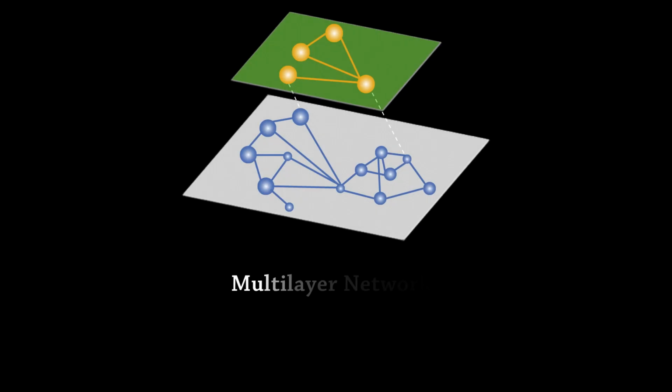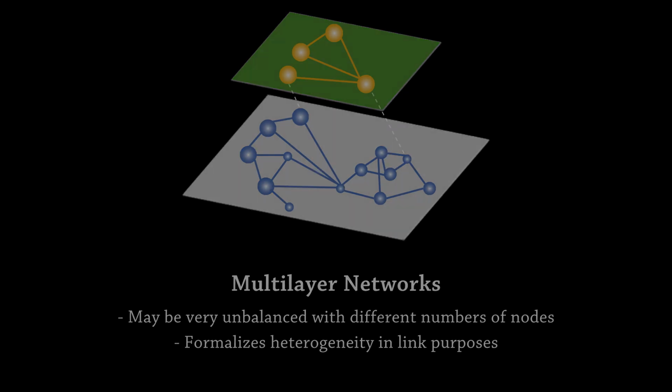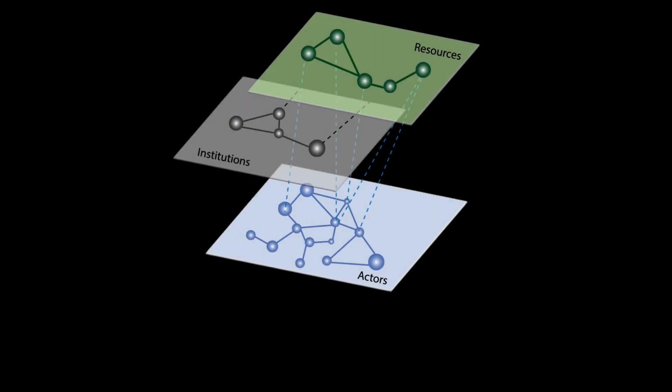This new image illustrates a two-layer network that is unbalanced. There are different numbers of nodes in the layers. This type of representation formalizes heterogeneity in types of links. Note that networks can have many layers, sometimes dozens or more. Here is a three-layer network.